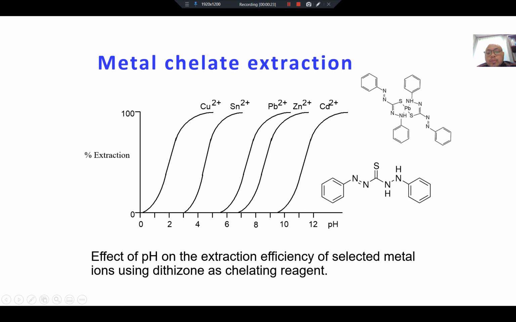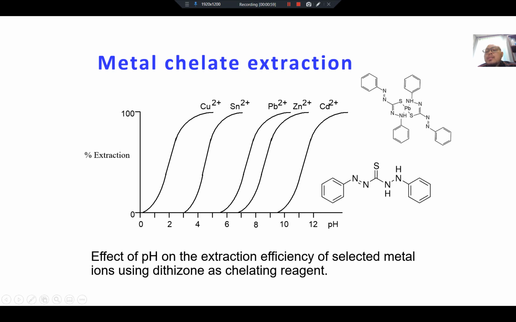For example, if you look over here at the dithizone, for the cadmium, the optimum pH for cadmium 2+ is at 12. But let's say for copper, it only needs up to pH 4 to obtain a good recovery. So it's not necessarily that if you are using the same chelating agent, it's supposed to be at the same pH for every molecule, every ion. Right, so it depends.